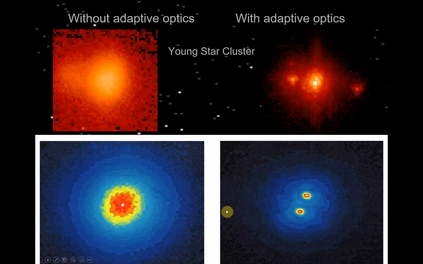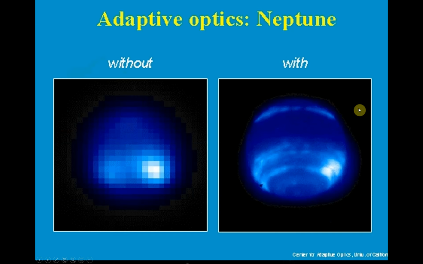And there are many examples of what adaptive optics can do. Here we can see without adaptive optics, this is one blob. If we actually use adaptive optics, we can see there's actually three individual objects here in this system. And again, in looking at planets, without adaptive optics, we essentially get two blobs of detail. With, we can actually see detail in the atmosphere of Neptune.